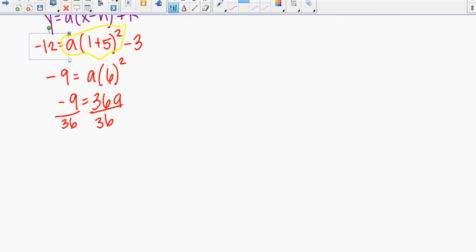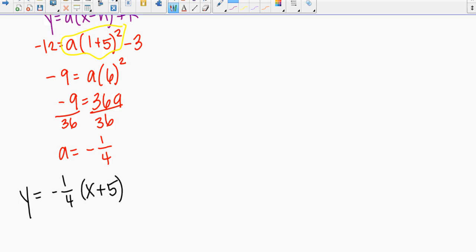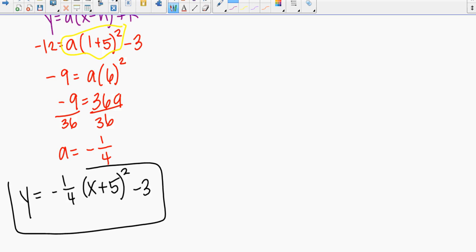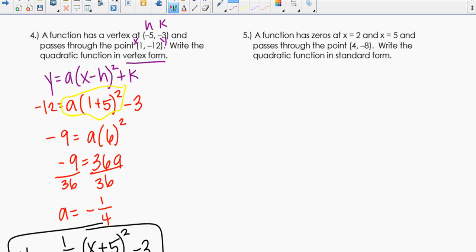then your a value is -1/4, which means your function in vertex form is y equals -1/4 times (x minus -5), so that's a plus in there, squared minus 3, and that would be your vertex form. Okay.